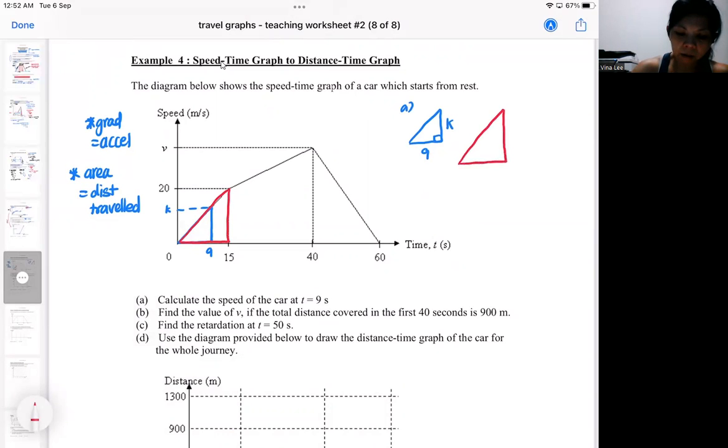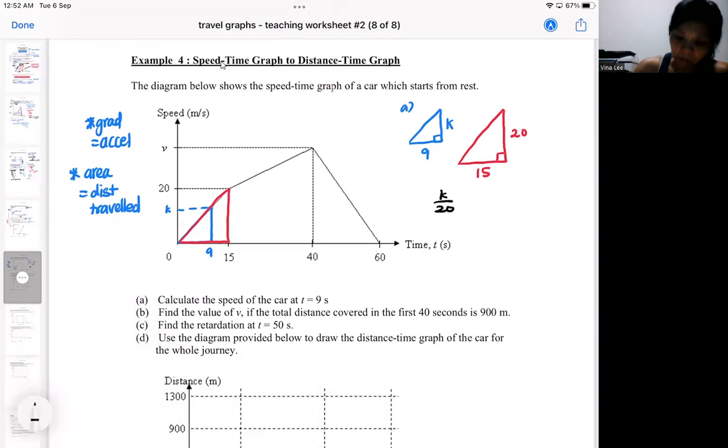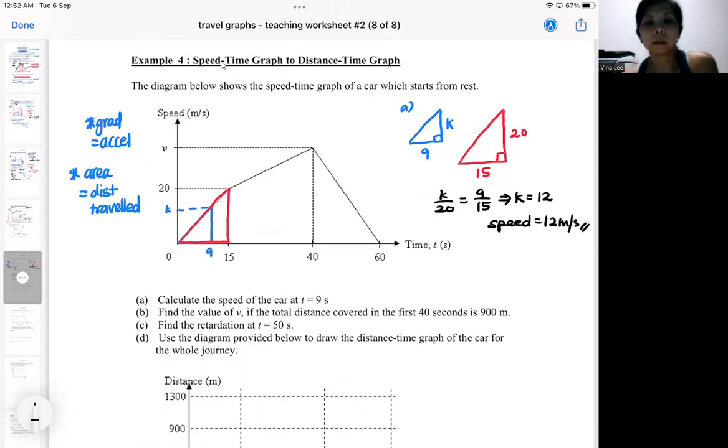So it's not necessary for you to draw out. I'm showing the drawing out so that you can see it clearly. So you take the ratio of the height ratio and then the base ratio. Then you do your cross multiplication. So the speed is 12 meter per second. So this is like one of the previous example.